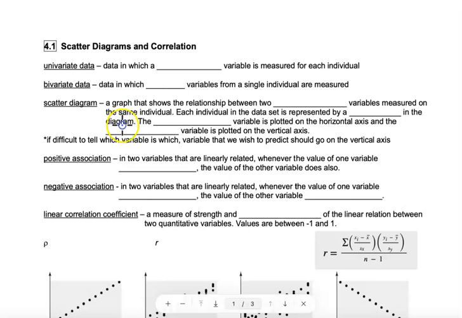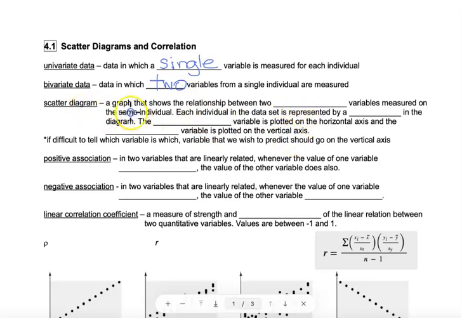When we are talking about that, we need to make sure we know the difference between univariate and bivariate data, which, knowing the prefixes uni and bi, I think you can probably figure out. Univariate data is data in which a single variable is measured for each individual. Remember, individuals are what we're collecting the data from. It doesn't have to be a person necessarily, but if we're only collecting information about one single variable, that's univariate data. Bivariate data is data in which two variables from a single individual are measured.